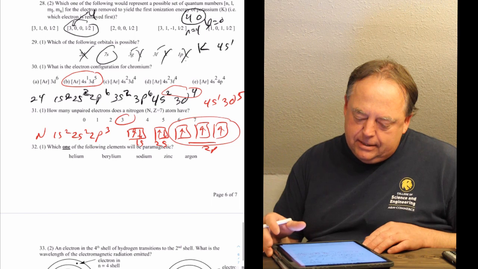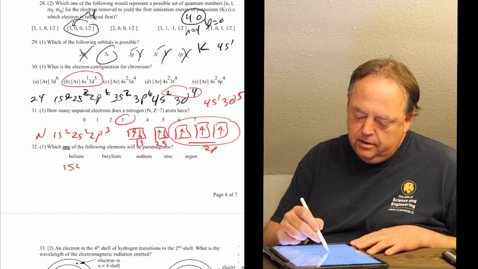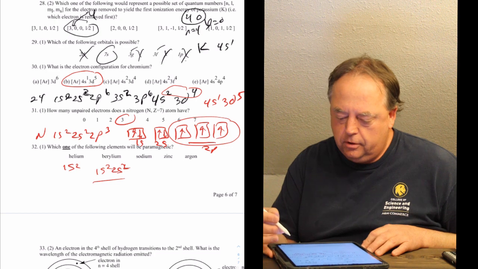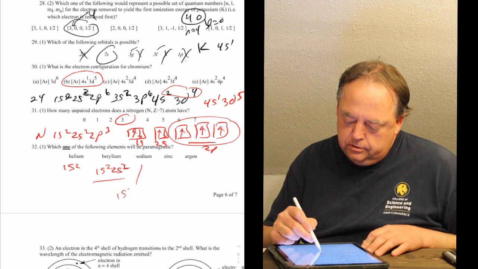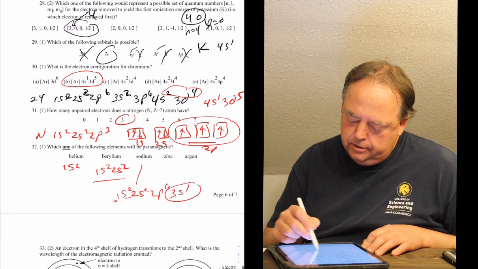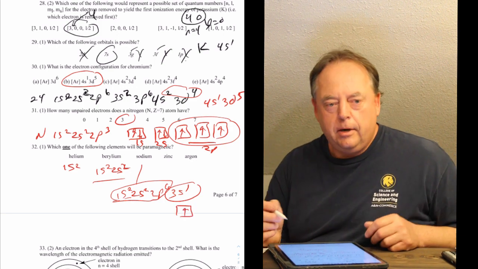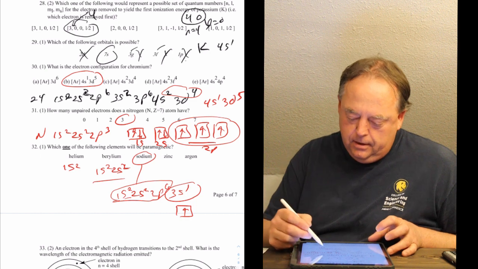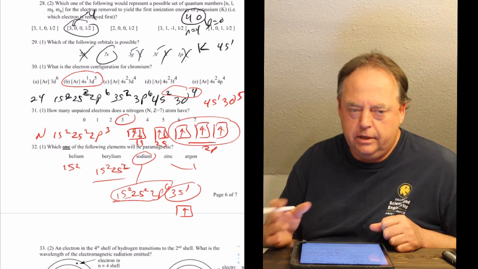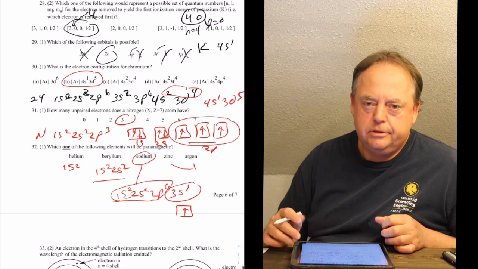Okay, so which will be paramagnetic? So helium's 1s2, so that's full, so those electrons are paired. Beryllium's 1s2, 2s2. Those are both full, so those electrons are all paired. Sodium's 1s2, 2s2, 2p6, 3s1. So these are full, so those are all paired, but this is not full. So it's got 1 unpaired electron, so that's paramagnetic. And zinc and argon, all of their orbitals are totally full, so they would all have paired electrons. So none of those are paramagnetic, only sodium.